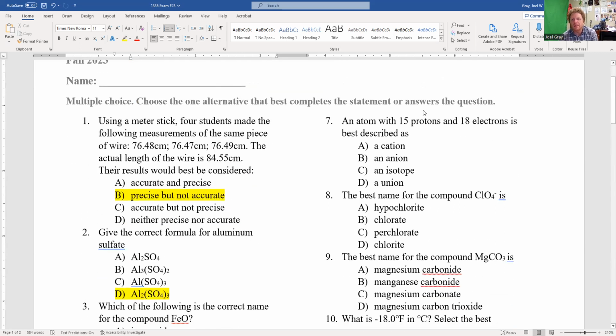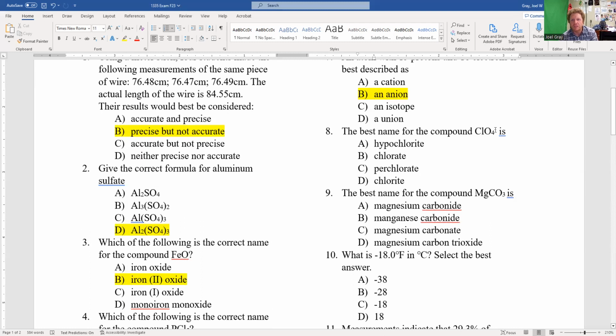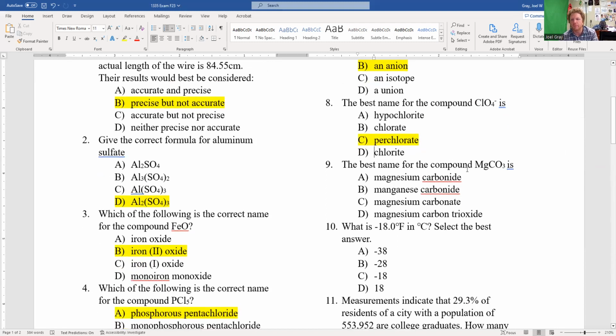An atom with 15 protons and 18 electrons. We have 15 positives, 18 negatives. We're talking about an anion, something that is negatively charged. The best name for the compound ClO4 is, well, this is just something that you kind of had to memorize, but this is all dealing with the halogenated oxyanions. We've got hypochlorite, chlorite, chlorate, perchlorate. If you remember, perchlorate has 4 oxygens. Chlorate has 3 oxygens. Chlorite has 2 oxygens, and hypochlorite has 1 oxygen. This is ClO4, so we've got perchlorate as our correct answer.